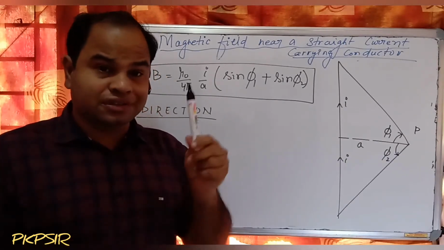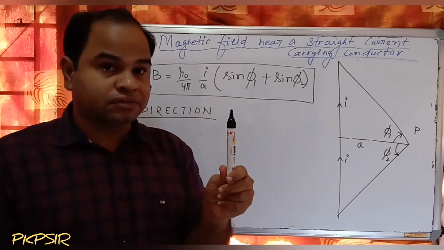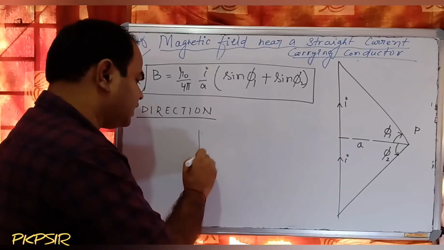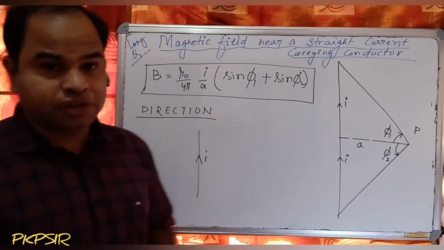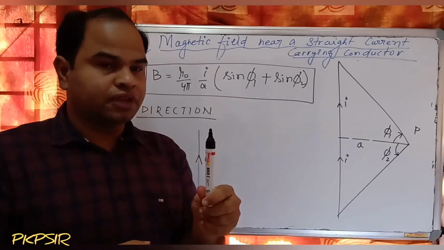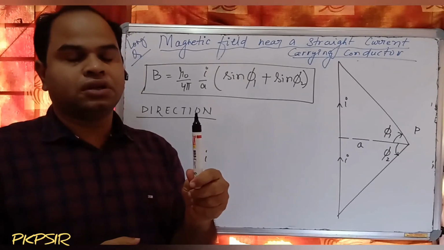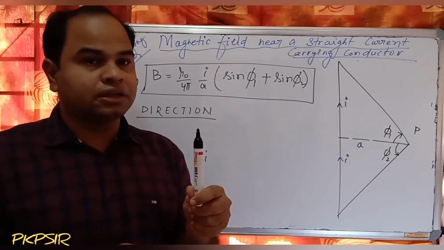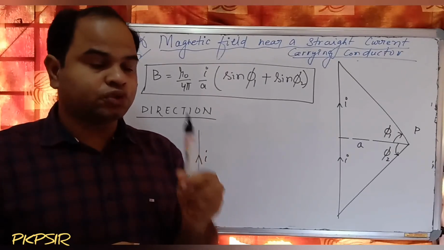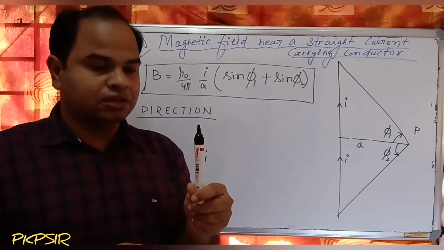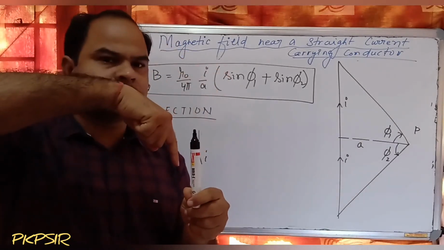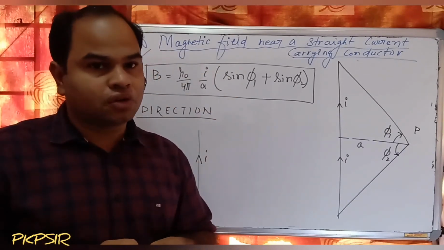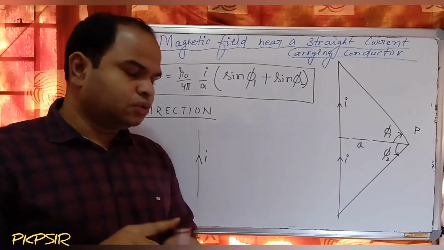If we have a straight current carrying conductor, remember this is important, and the current is moving in an outward or upward direction in a 3-dimensional plane, then the magnetic field produced by the straight current carrying conductor is circular in nature. So it produces a magnetic field that is circular. It can be anti-clockwise or clockwise. How to determine whether it is clockwise or anti-clockwise?